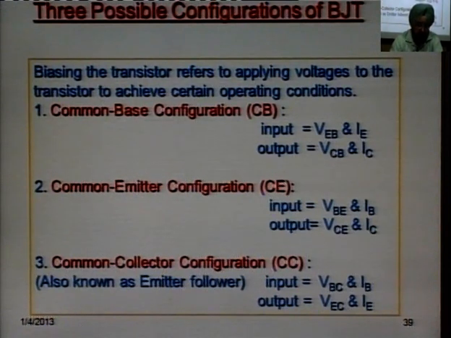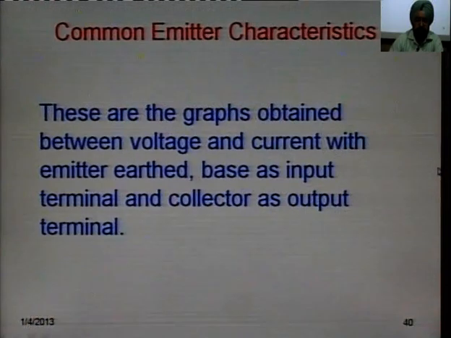If you make collector common, it is called common collector configuration. Inputs are base collector voltage VBC and base current, and outputs are emitter collector voltage VEC and emitter current IE. This configuration is also called emitter follower because amplification in this configuration is just that of 1. Amplification is 1, whatever is the input comes as the output, which follows the emitter, so it is called emitter follower.